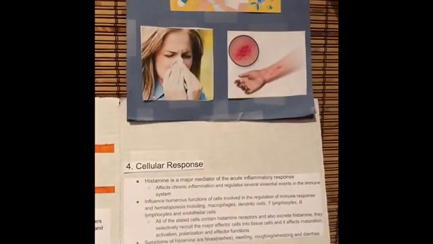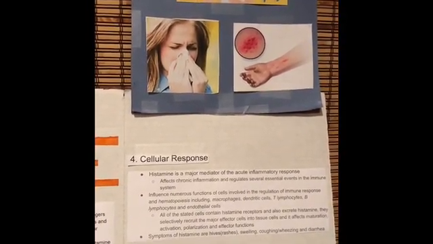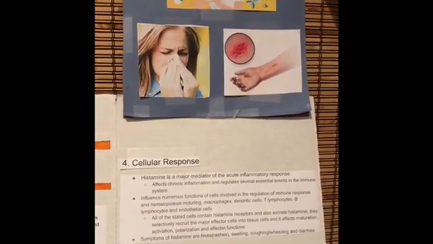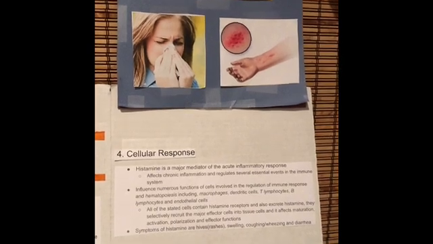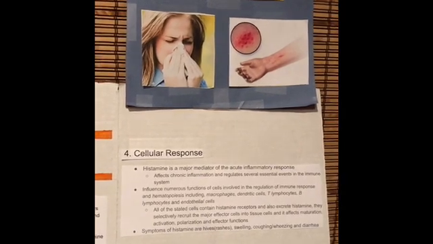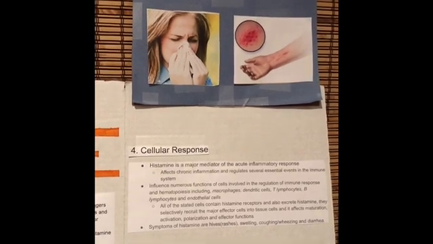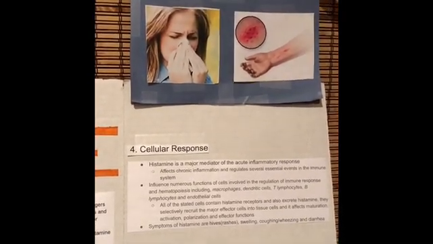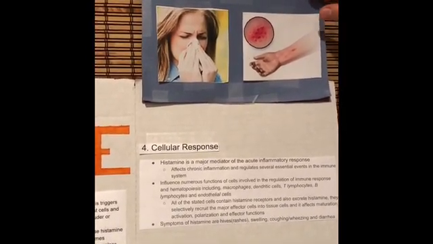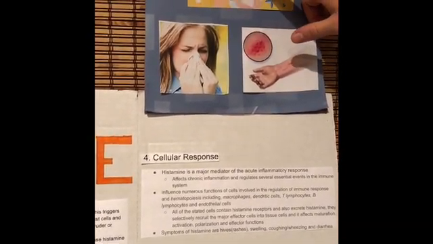Histamine is a major mediator of the acute inflammatory response. It influences numerous functions of the cells involved in the regulation of immune response and hematopoiesis, including macrophages, dendritic cells, T lymphocytes, B lymphocytes, and endothelial cells. All the stated cells contain histamine receptors and also excrete histamine. They selectively recruit the major effector cells into tissue cells, and it affects maturation, activation, polarization, and effector functions. Symptoms of histamine are hives, which are rashes, swelling, coughing, wheezing, and diarrhea.